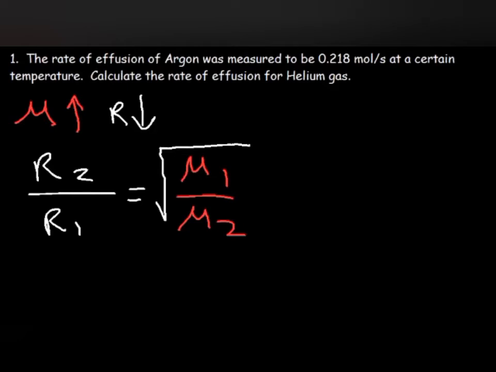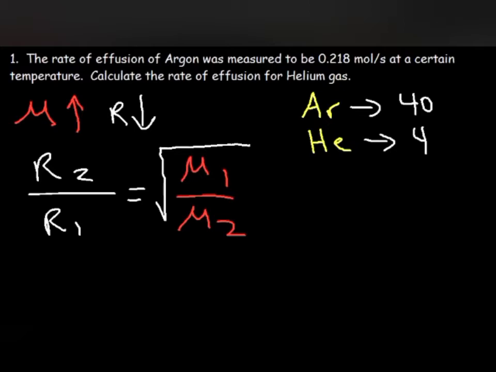Well, first, let's find the molar mass of argon and helium gas using the periodic table. For argon, the molar mass is about 40 grams per mole. It's 39.95, but I'm going to round it to 40. And for helium, it's about 4.